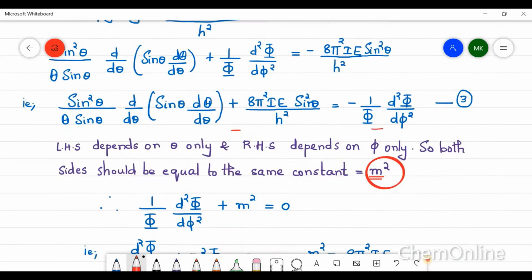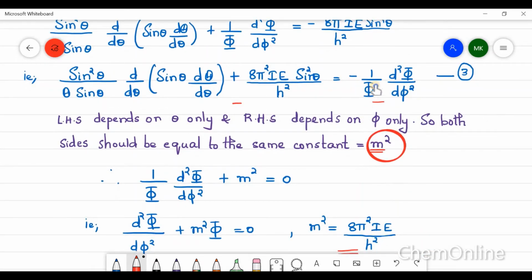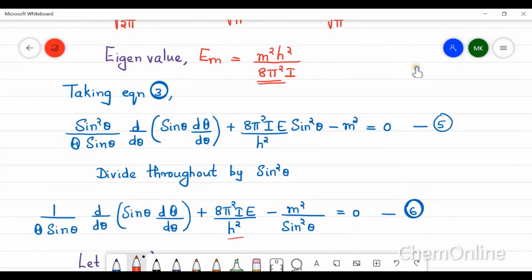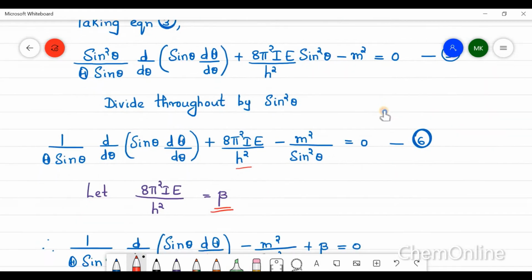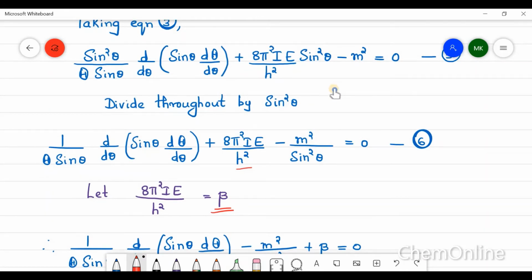Now taking equation 3, we got the solution for phi, and now the remaining part is to find out the solution for theta. So from equation 3 we can write sin square theta by theta sin theta d by d theta of sin theta d theta by d theta plus 8 pi square ie sin square theta by h square, these two terms, minus m square equals 0.